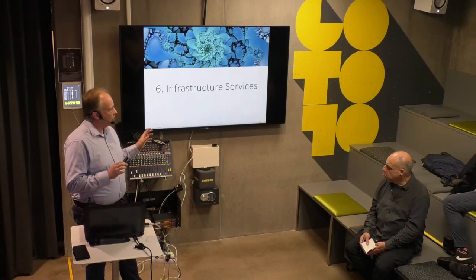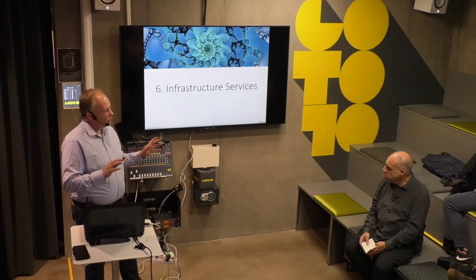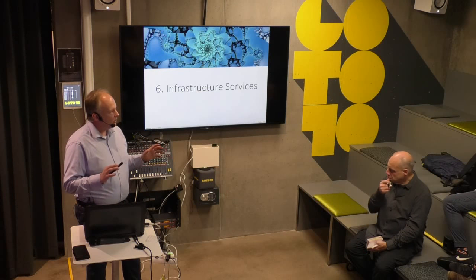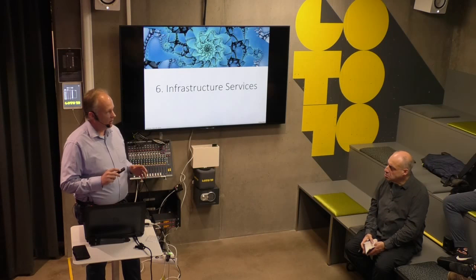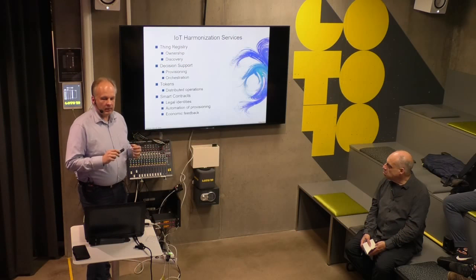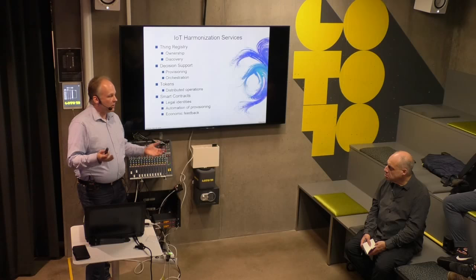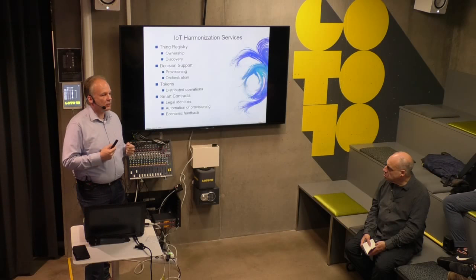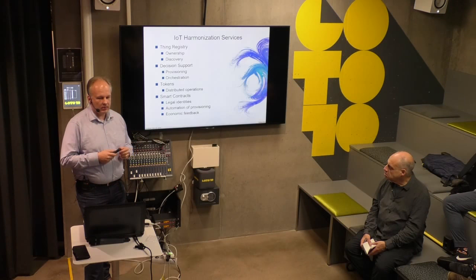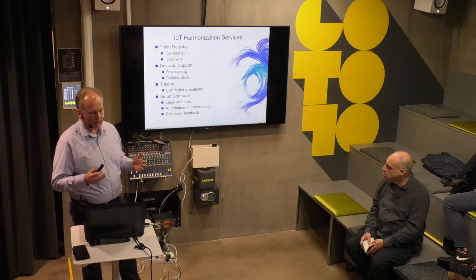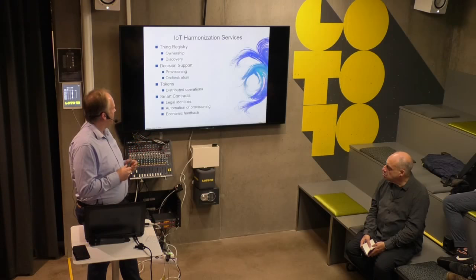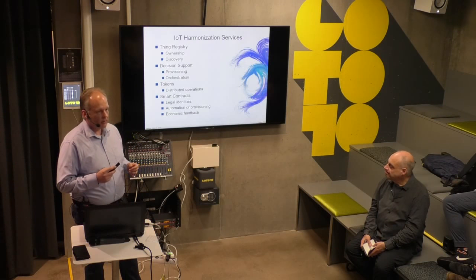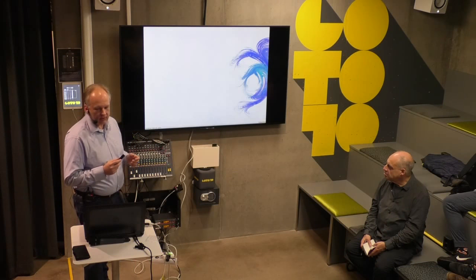So if we talk about communication pattern, we also want to talk about what kind of services are needed. We mentioned this. In the lab yesterday, we started testing one of these services, the registry, thing registry. But there are others also, like decision support, tokens, and smart contracts are required. We'll take this in turn.